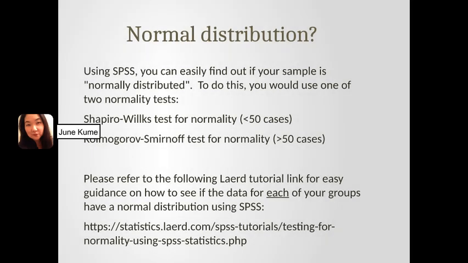One thing to remember, though, is if you have a group that has a sample data set that has less than 50 cases, you would need to use the Shapiro-Wilk test for normality for that group. If, on the other hand, you have a group that has more than 50 cases, you would need to consider the Kolmogorov-Smirnov test for normality.